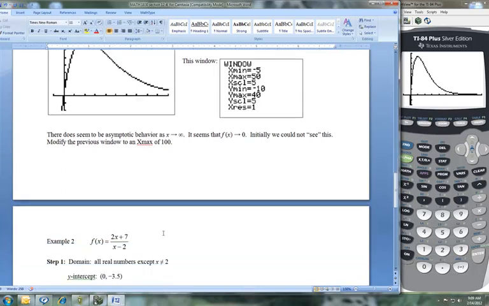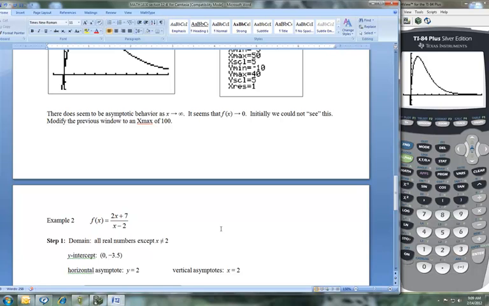Let me see. My last example is for a quotient. Now, if you remember my domain, I can use anything except what leads to division by 0. So all real numbers except x can't be 0. Y-intercept, let x be 0. I end up with 7 over negative 2, which in decimal form is the point (0, negative 3.5). So a point I will be graphing.